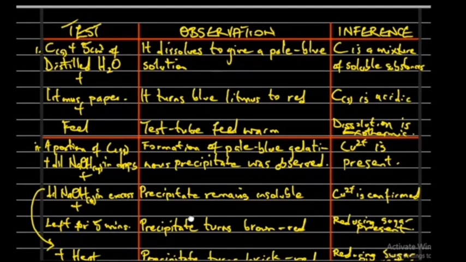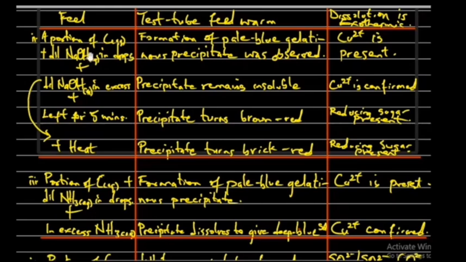And then we went further to carry out the other series of tests, testing with sodium hydroxide, which gave us a pale blue gelatinous precipitate, telling us that there was the presence of copper 2 plus. With sodium hydroxide in excess, the solution still had the precipitate in it. The precipitate did not dissolve, and when we left it for 5 minutes, on standing the pale blue precipitate started to turn brown red, and when we applied heat to it, it turned brick red.